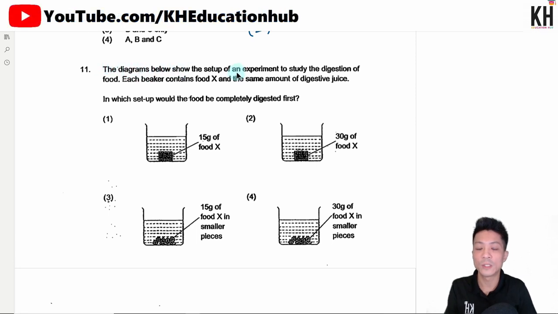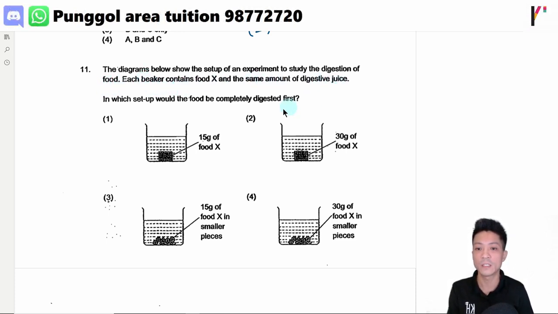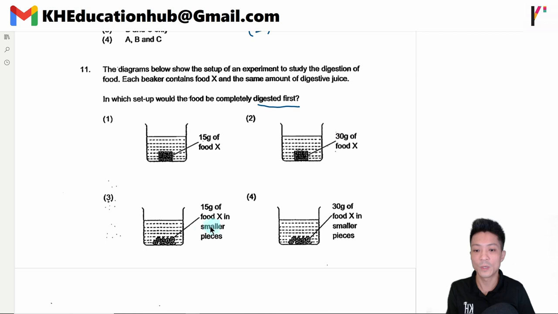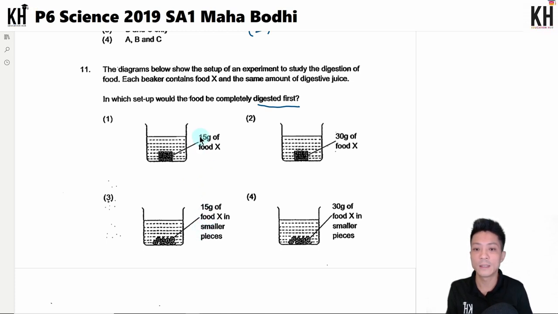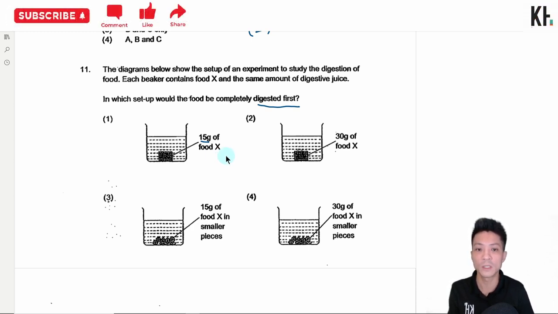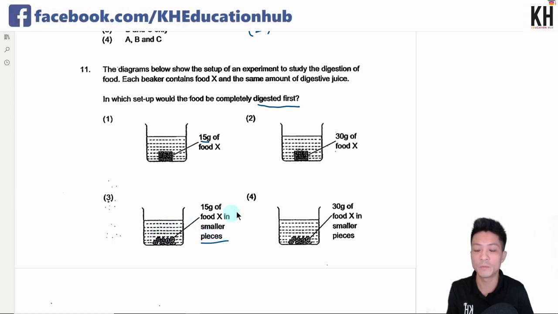Question 11. The diagrams below show the setup of an experiment to study the digestion of food. Each beaker contains a food X and the same amount of digestive juice. In which setup would the food be completely digested first? Okay, so we have 15 grams, 30 grams, and we have it in smaller pieces and like one whole piece. When there is a lesser amount of food, the digestion will be faster, and when the food is in smaller pieces, there will be more exposed surface area. In option 3, the food is cut into smaller pieces, so this will increase the exposed surface area. And so the answer will be number 3.